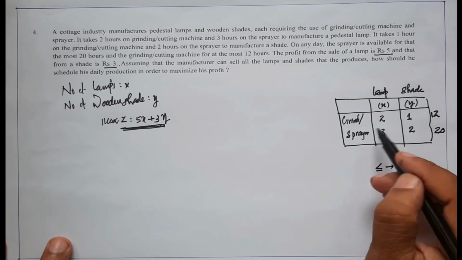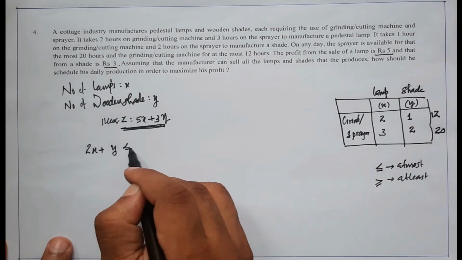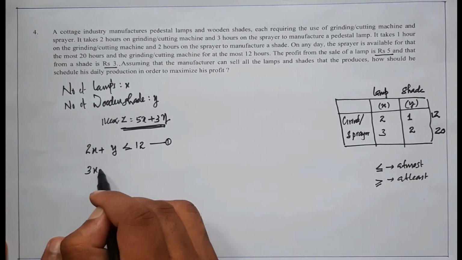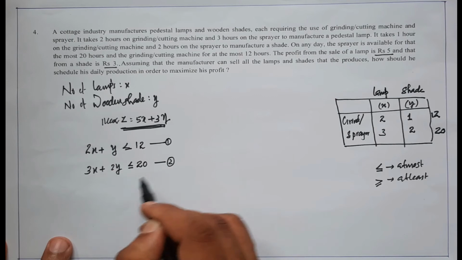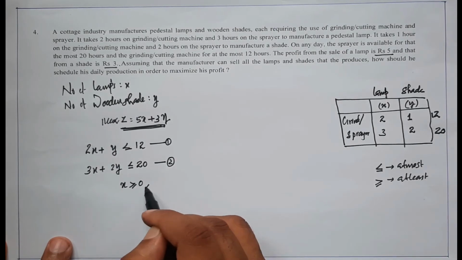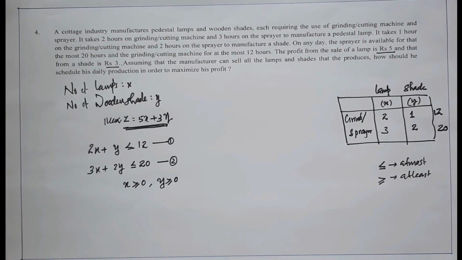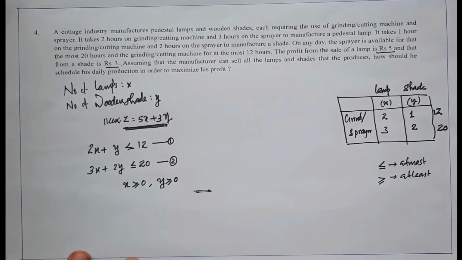Now we form the inequalities. 2x plus y is less than or equal to 12, which is the first constraint. Second is 3x plus 2y is less than or equal to 20, which is the second constraint. Also x is greater than or equal to 0 and y is greater than or equal to 0, because they are non-negative constraints: the number of lamps and the number of wooden shades cannot be negative. Now we form the graphical solution.